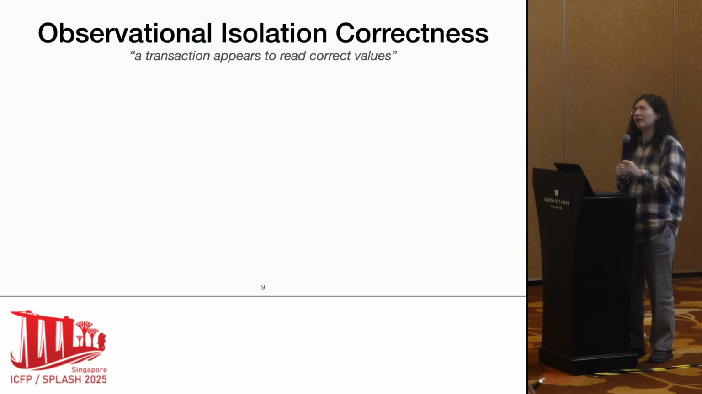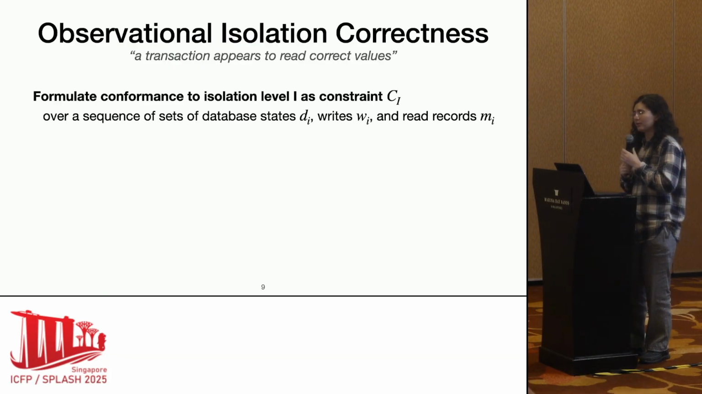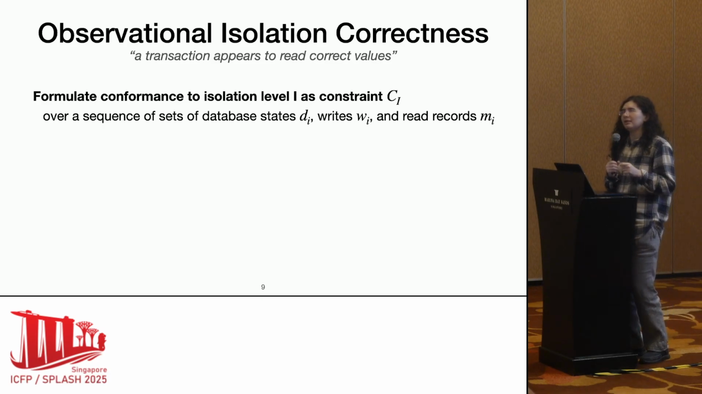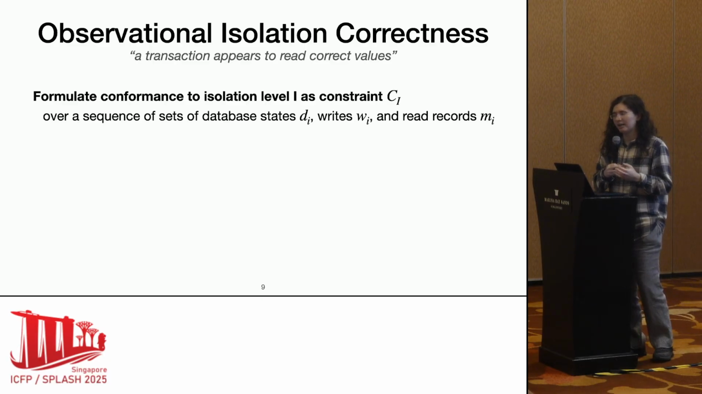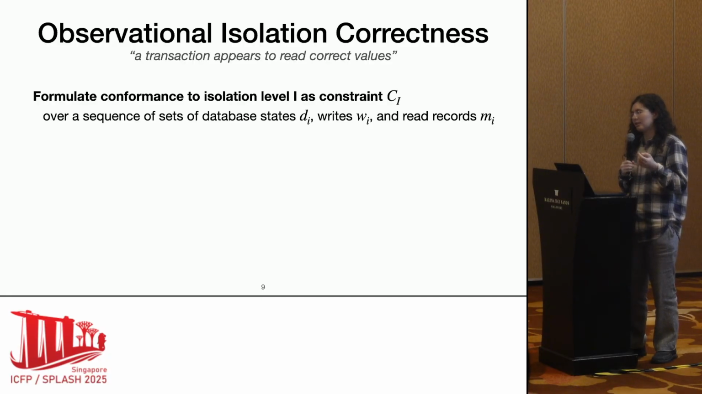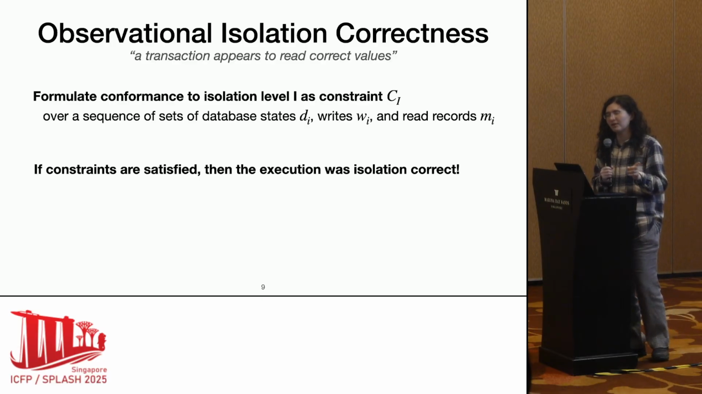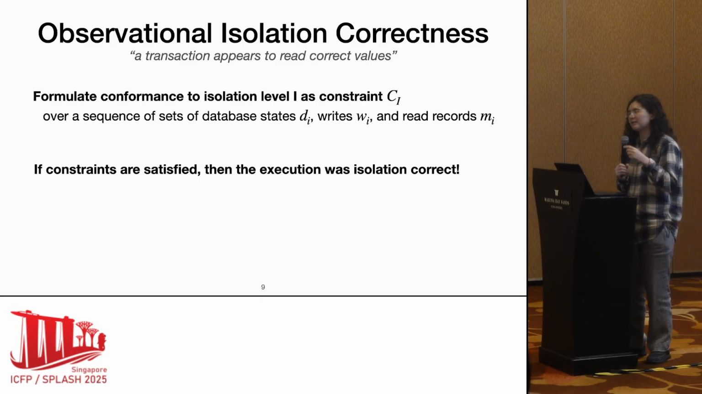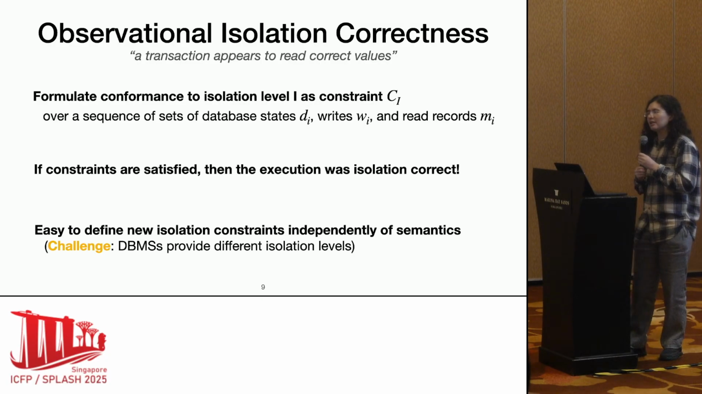So we need to make sure that all of the states that were read by the transaction are actually something that is allowed by the isolation level. So the way we handle this is we formulate the conformance to a particular isolation level I as a constraint ci, and this is parameterized over a set of database states, writes, and read records produced by the semantics. And we have that if the constraint is satisfied, then the execution that produced the database states, writes, and read records was correct.